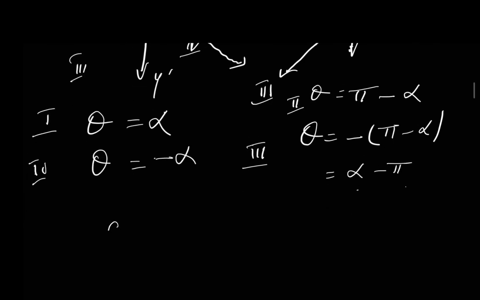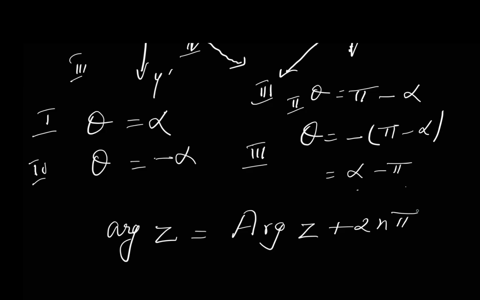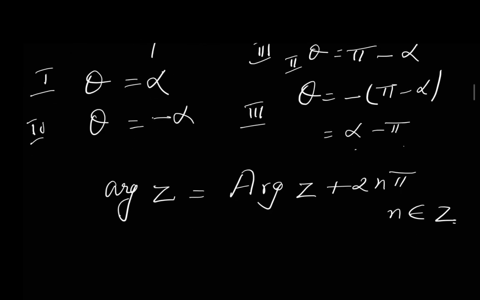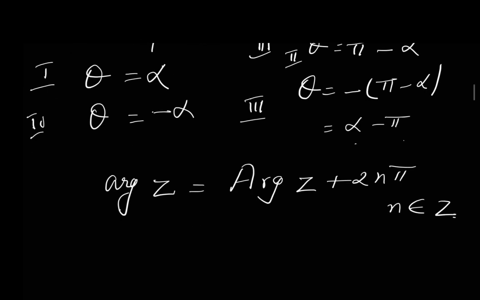So therefore, the principal argument of z is a unique value. With that, if I add 2n pi, I'll get the argument of z, where n is in Z. So using this, let me do the sums from the exercise.